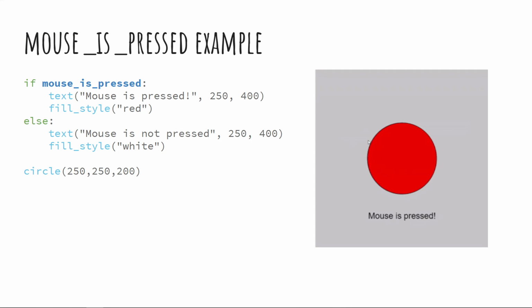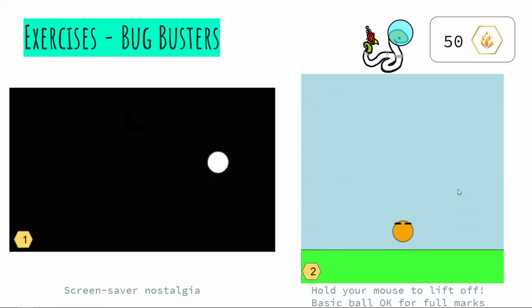And so that brings us to the end of the content that we have for today. That's all of the new stuff we want to introduce. We do have the exercises for this week. So the Bug Busters exercises, we have a ball bouncing around on angles. So that's like some old screensavers, if you guys are old enough to remember screensavers on LCDs. And then on the right, we have a ball which rises while your mouse is held and falls or goes back to the bottom as soon as you let go. You don't need to do the eyes or rectangles that we have on there. The basic ball is okay for full marks.